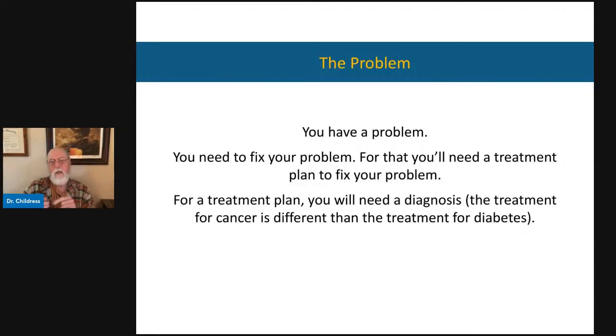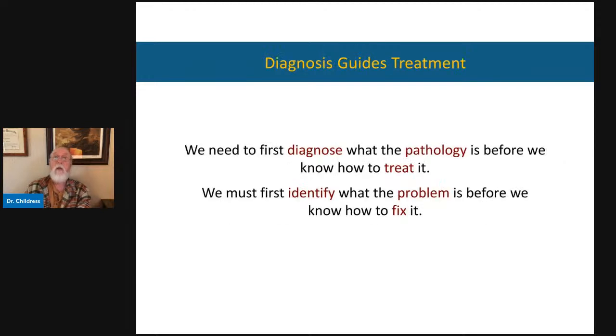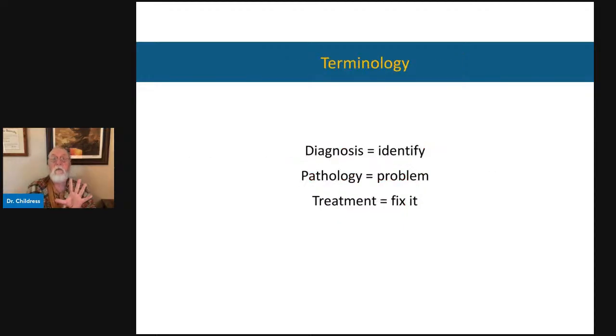Now, to get a treatment plan, you're going to need a diagnosis because the treatment for cancer is different than the treatment for diabetes. So, throughout all of healthcare, diagnosis guides treatment. Another way to emphasize this is that we first need to diagnose what the pathology is before we know how to treat it. Well, that's the same thing as saying we first need to identify what the problem is before we know how to fix it. So those terms mean the same thing. Diagnosis means identify, pathology means problem, and treatment means fix it.